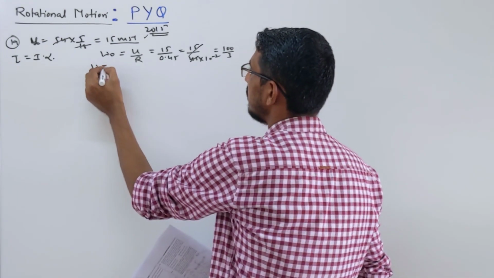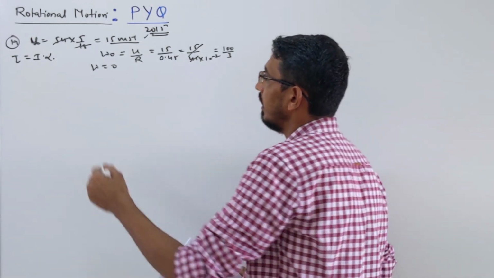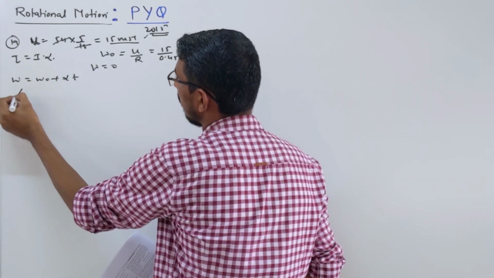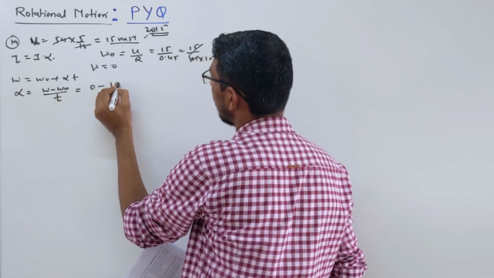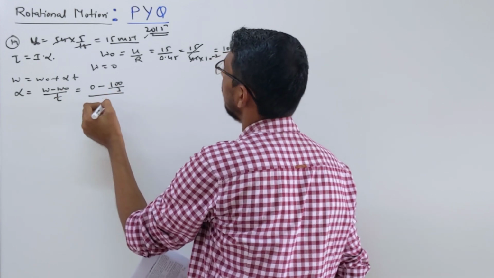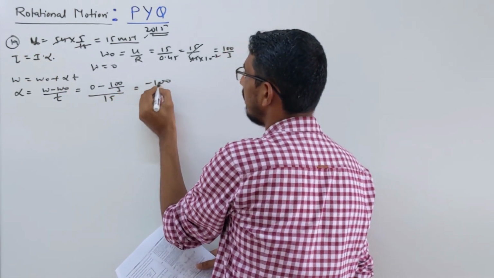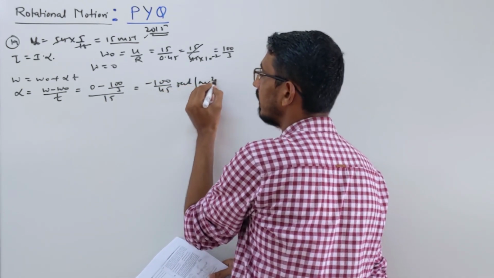And final is given as 0 directly because it is coming to rest. So final angular velocity is 0. Time is given, let's write the equation: omega is equal to omega naught plus alpha into t. So alpha will be omega minus omega naught by t. Omega is 0 minus 100 by 3 by time, and they gave us 15 seconds. So minus 100 by 45, right? Radian per second square.